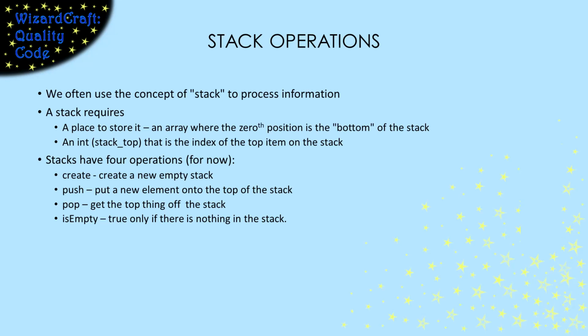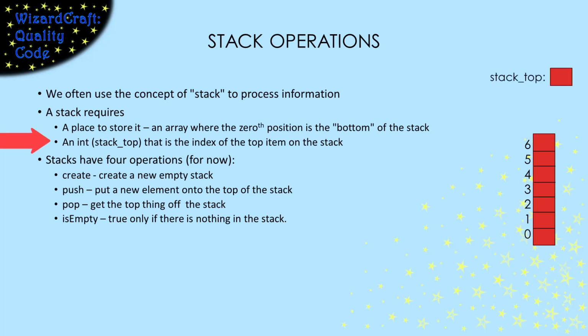For an array implementation of a stack, we need the array to hold the data in our stack, and we position the data so the bottom of the stack, the thing that has been there the longest, will be in position 0. In order to keep track of the current top of the stack, we use an integer to track that position. I've drawn an array for a stack here.